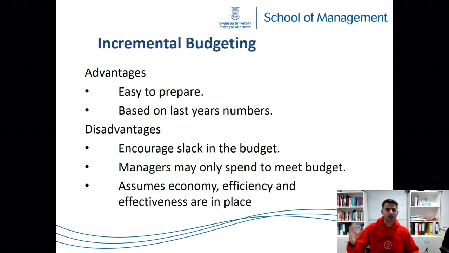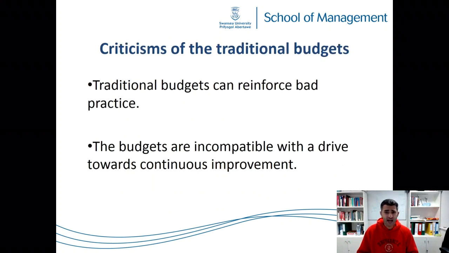Of course, in this budget, we assume that the economy is stable. So as a criticism, as the disadvantages, as I mentioned, it's really a bad practice. It doesn't really improve the efficiency of the business. It's not really something the business should look at, because it has really bad practices there.